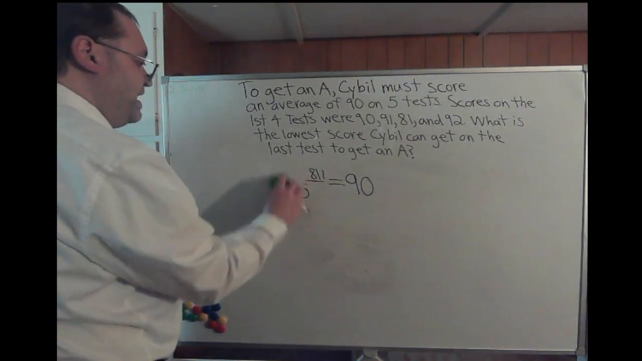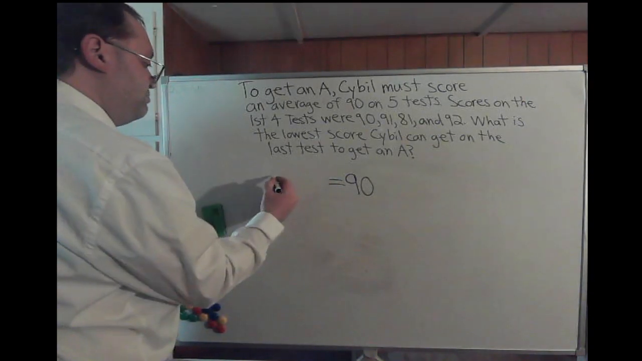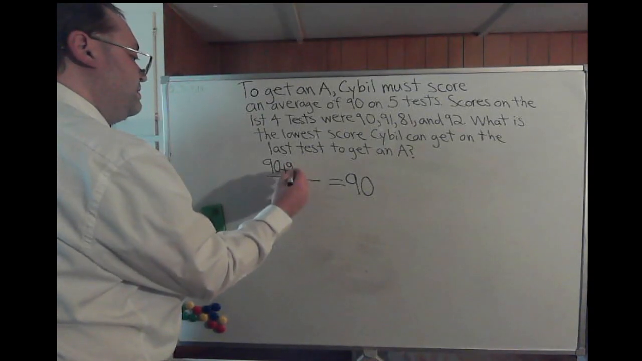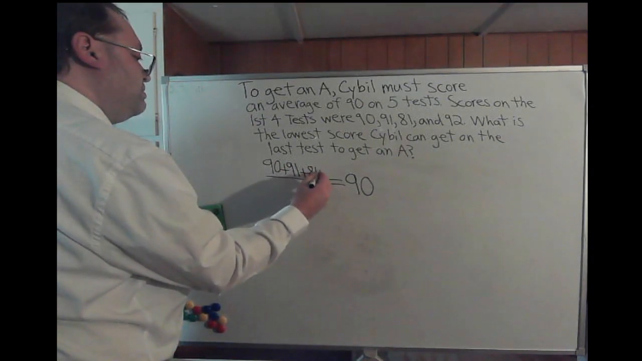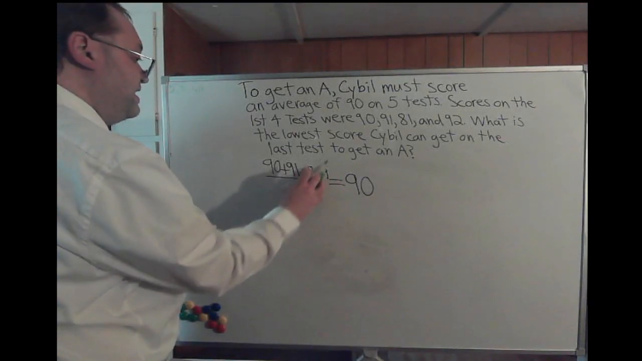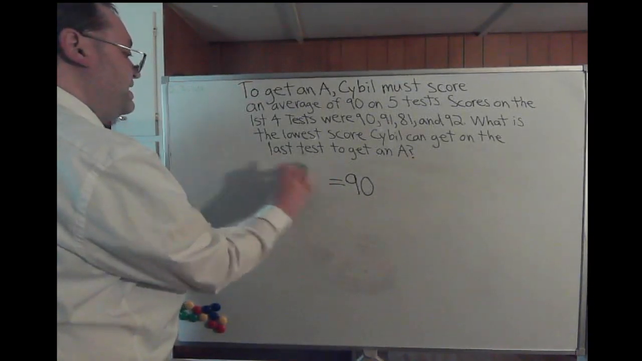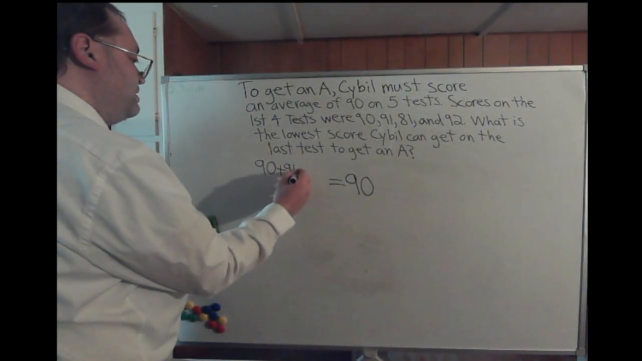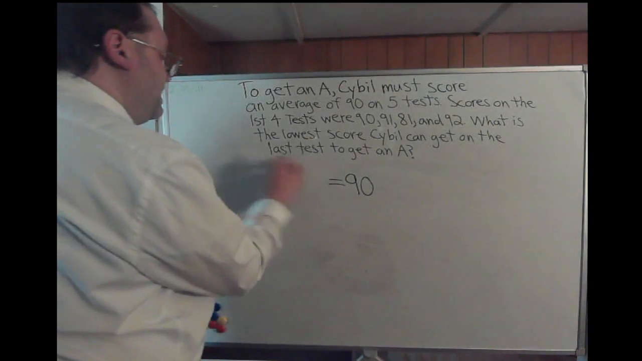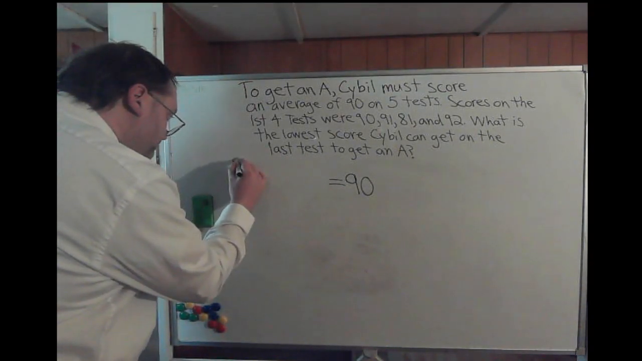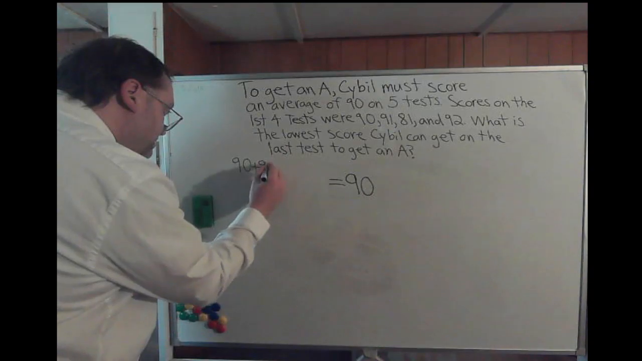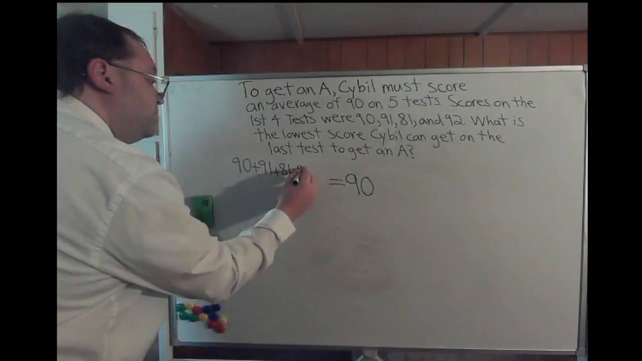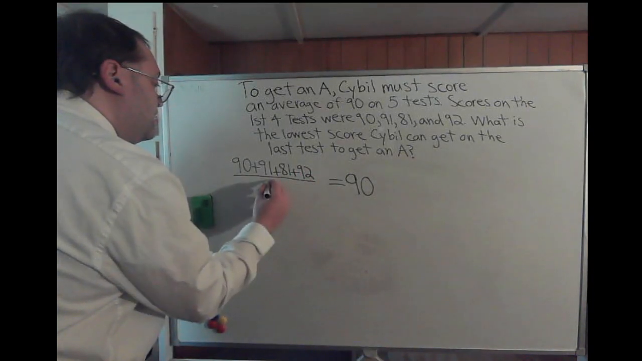She's gotten a 90 plus 91 plus 81 plus 92. Let me bring that back a little bit, it's starting to blur together. Dang it, if I could actually write, we might get somewhere. 90 plus 91 plus 81 plus 92. Alright.